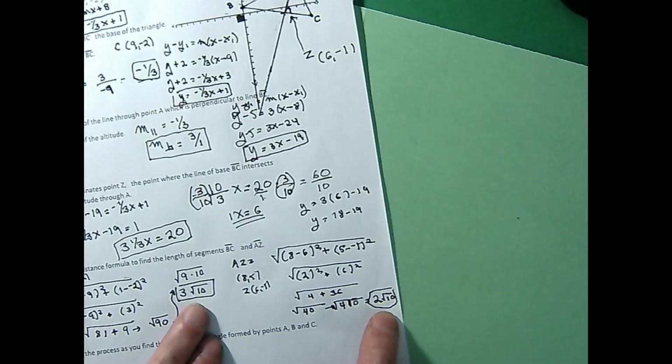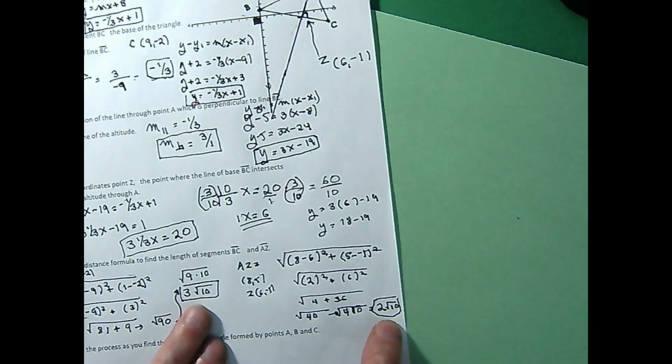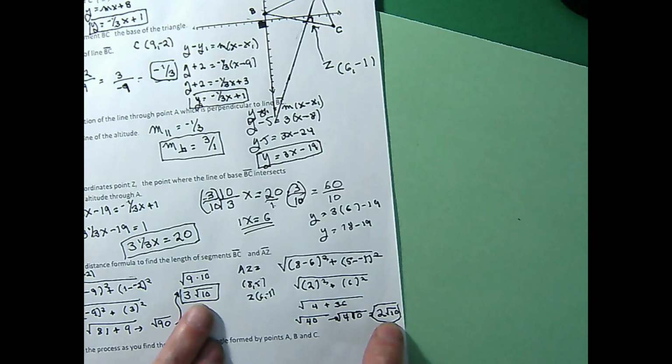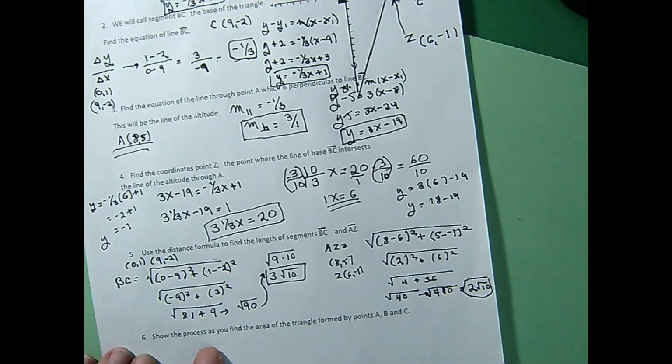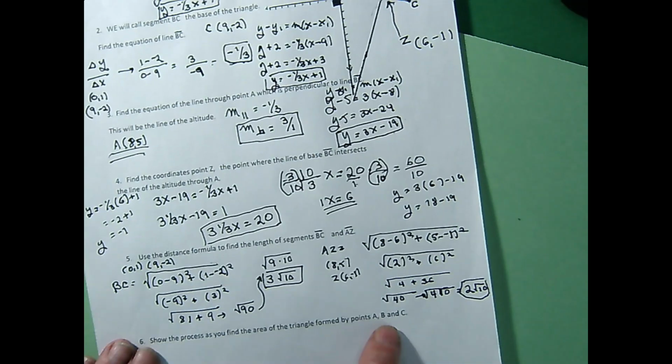You can expect that to happen on an exercise like this I give you. If it happens on a quiz, yes, sir, Bob, that'll happen. The same radical, whatever it might have been. Not always the square root of 10. Now, finish this exercise up. Show the process as you find the area of the triangle formed by points A, B, and C. We're going to figure out how many of these little square units fill in that triangle right there.